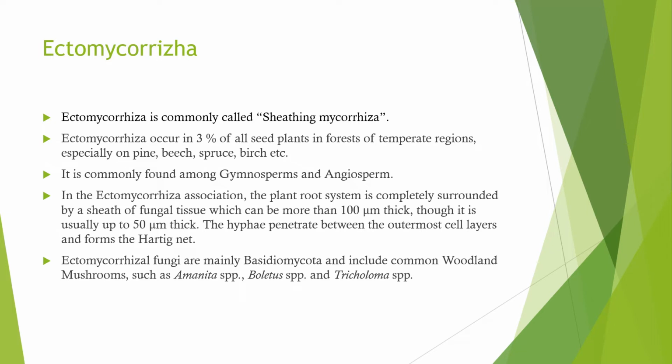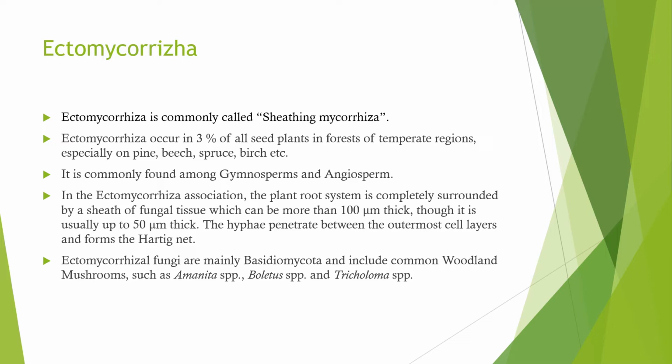Ectomycorrhiza occurs on 3% of all seed plants in the forests of temperate regions. It is commonly found among the gymnosperms and angiosperms. In ectomycorrhizal association, the plant root system is completely surrounded by a sheath of fungal tissue which can be more than 100 micrometers thick, though it is usually up to 50 micrometers thick. The hyphae penetrate between the outermost cells and form the Hartig net.